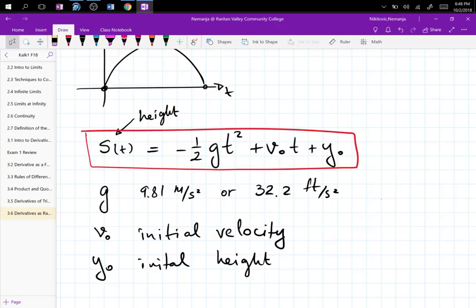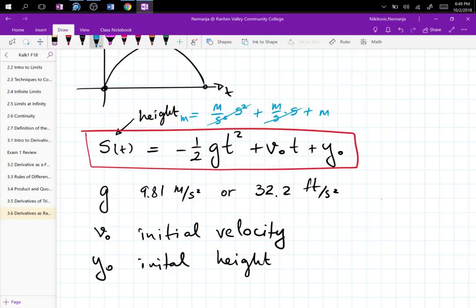Now, if you are thinking about dimensional analysis, gravity is given in meters per second squared, and time squared is given in seconds squared. Seconds squared and seconds squared cancel. Velocity is given in meters per second, times a single t, which is seconds, that cancels. And then y0 is given in meters. In physics, this must happen 100% of the time, because on the other side, you have also meters. Meters are equal to meters plus meters plus meters.